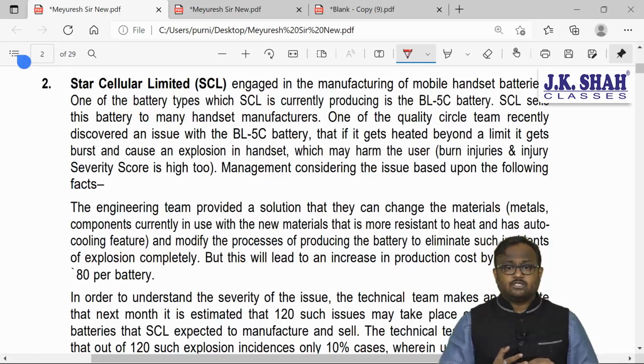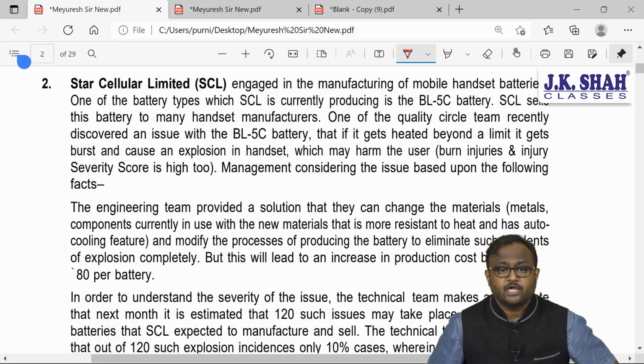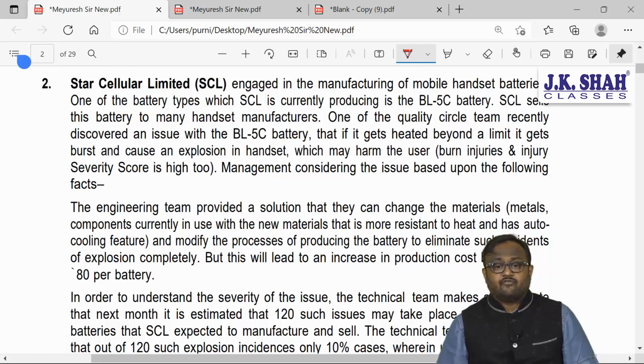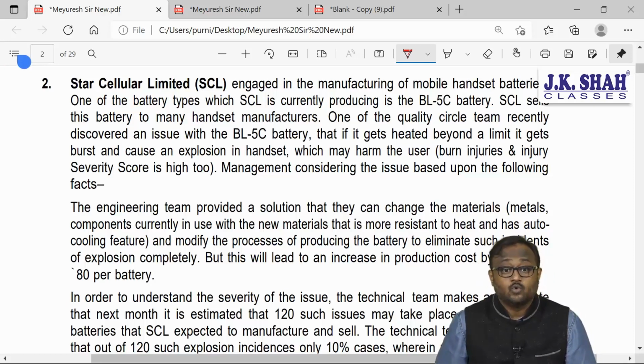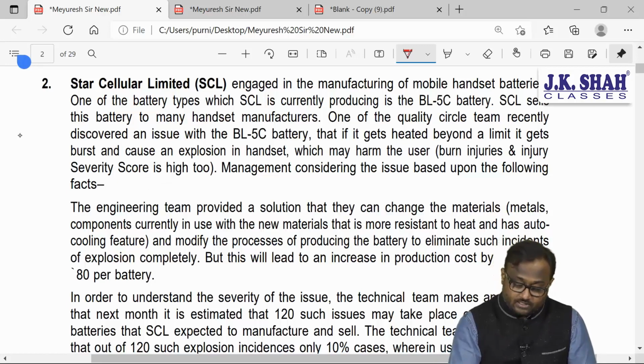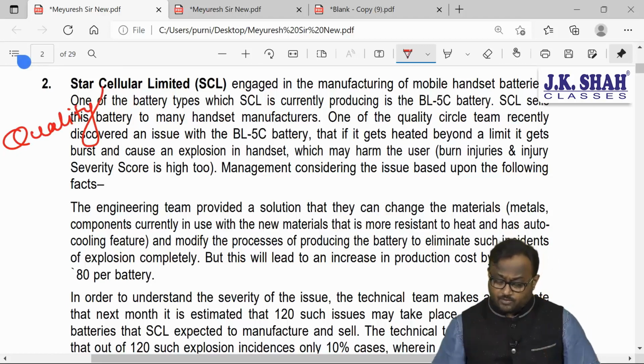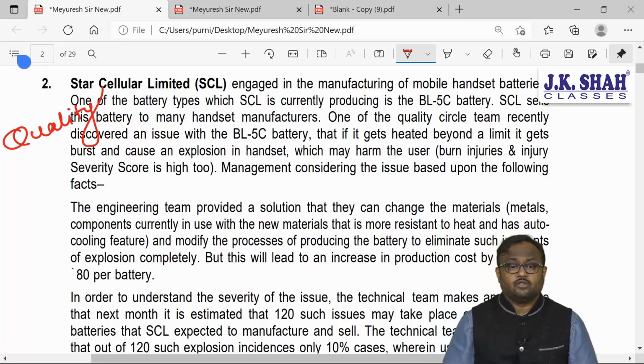One of the quality circle teams recently discovered an issue with the battery, that if it gets heated beyond a limit, it bursts and causes an explosion in the handset. So guys, I would always say there is a quality lapse. I'm just writing this down because I need to remember this. Management is considering the issue based upon the following facts.